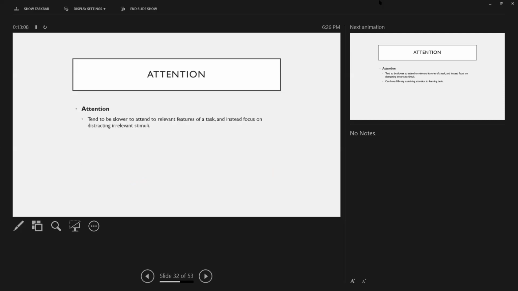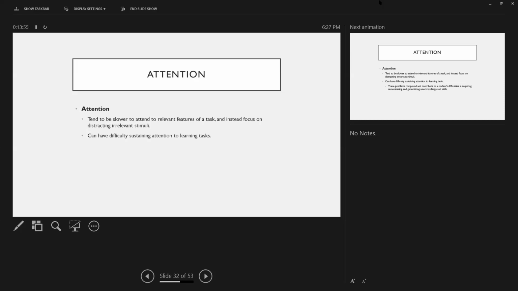Oftentimes, students with ID might be slower to attend to the relevant features of a task, or they might not attend to them all and instead be distracted or focusing on stimuli that are irrelevant to solving the problem at hand. Like a spinning fan. Exactly, a spinning fan or turned on fan, I should say, but yeah. Or maybe the teacher is wearing a necklace or a brooch or something that's shiny, and so the student is just paying attention to that and not really focusing on what the teacher has to say. It could be any number of things.